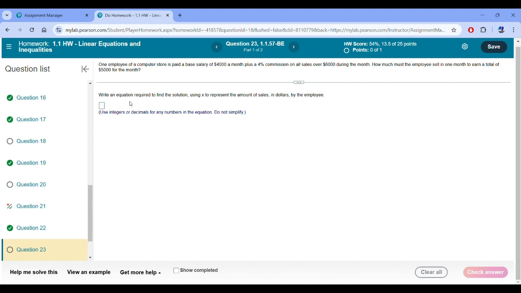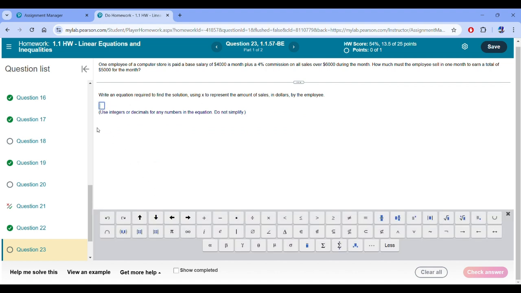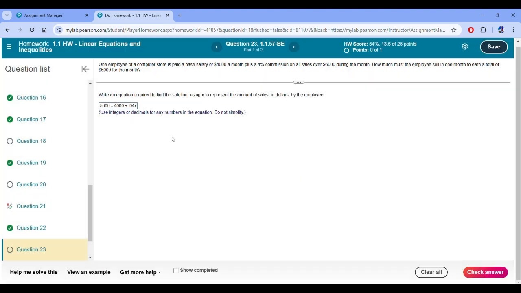So write an equation to find the solution of x representing the dollars of the equation. So I said that would be 5,000 is equal to 4,000 plus 0.04x. Write an equation using x to represent the amount of sales in dollars by the employee.